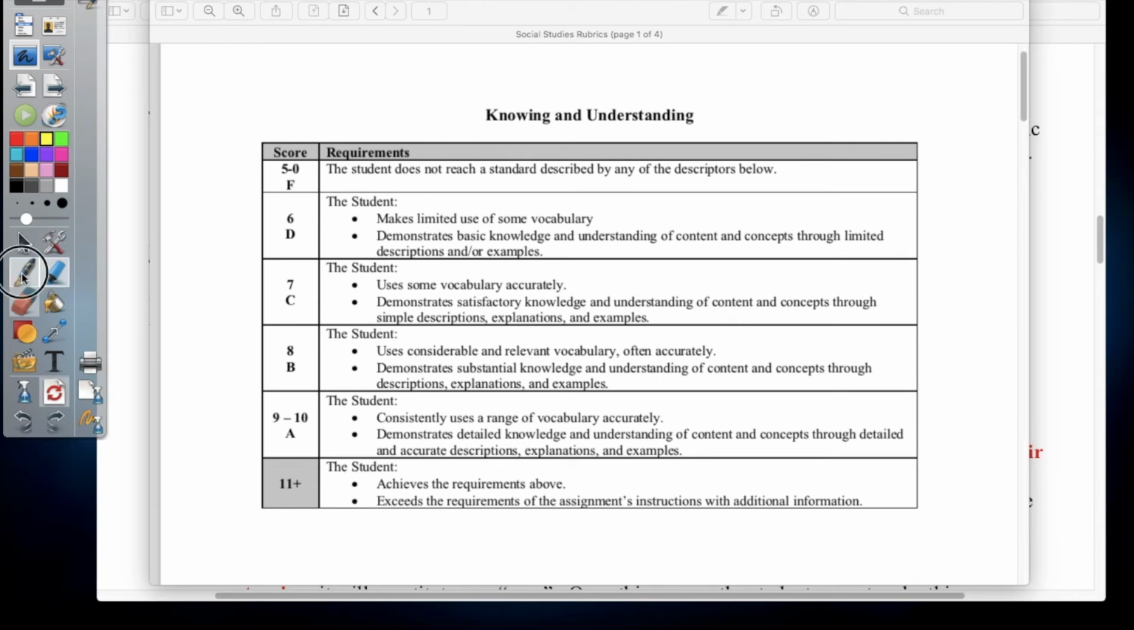Now, for my more astute viewers, you might have noticed this little box here, the 11 plus box. This is for extra credit. A lot of kids ask, Mr. Mikasa, do you provide extra credit? Yes, I do. On most of your assignments, you will have an extra credit opportunity. However, to get extra credit on an assignment, you have to look at the rubric. First of all, it says you achieve the requirements above. That's the first thing, which means that for you to get extra credit, you first have to get 100% on the assignment.